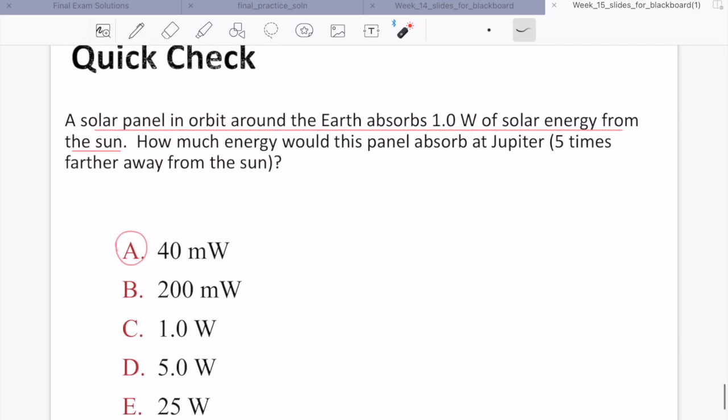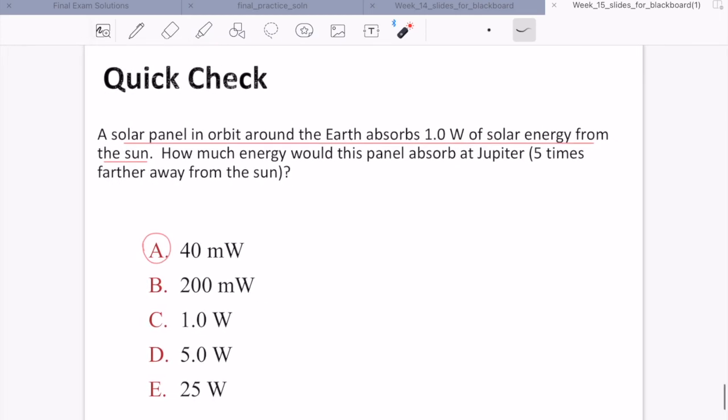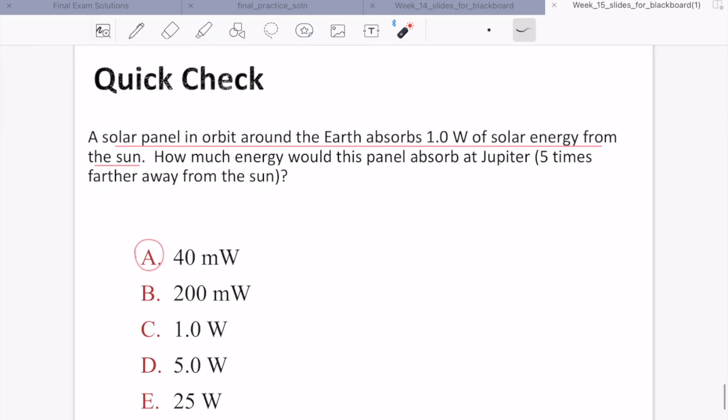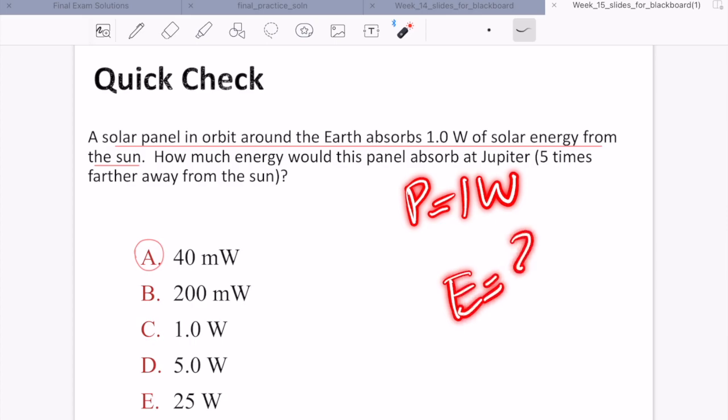A solar panel in orbit around the Earth absorbs 1 watt of solar energy from the sun. How much energy would this panel absorb at Jupiter? If we're absorbing 1 watt of solar energy, then our power is just 1 watt. Now we want to figure out what the energy is at Jupiter. If we're assuming the same time, whatever change you see in power, you should see the same change in energy, right?